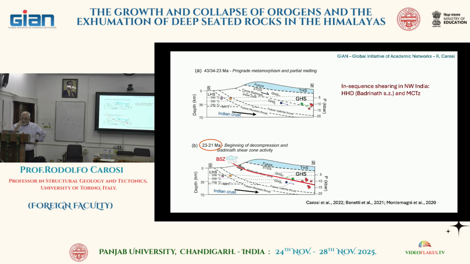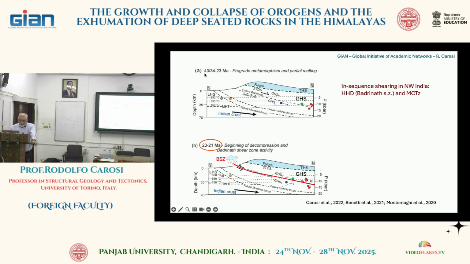And if we put all together, including the Badrinath shear zone, the Badrinath shear zone has been dated at 23, 21 million years because our monazite was not able to catch all the history of a shear zone, because in some other places monazite catches the history from 28 to 17. We are a little bit unlucky, but more or less the age is the same, but we put what we found, 23, 21.